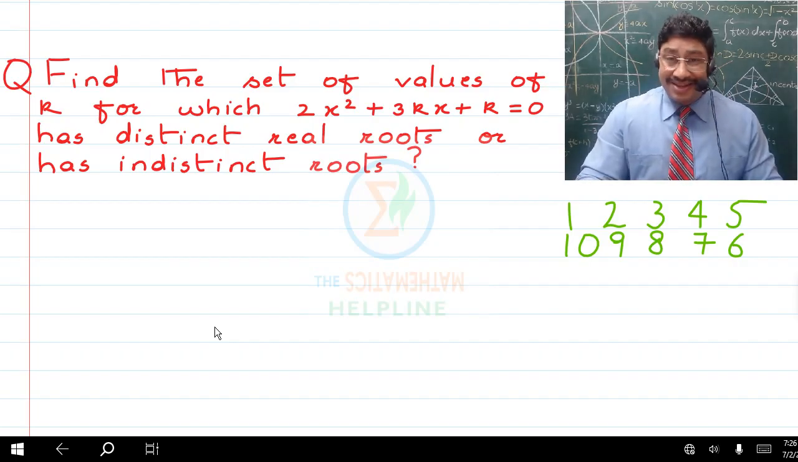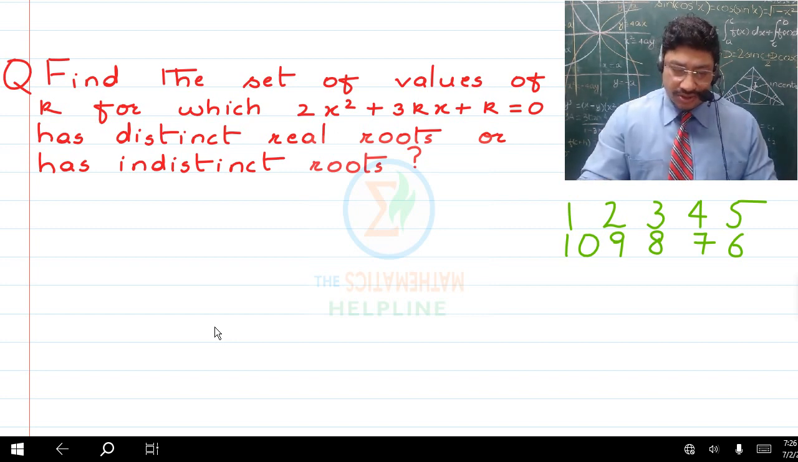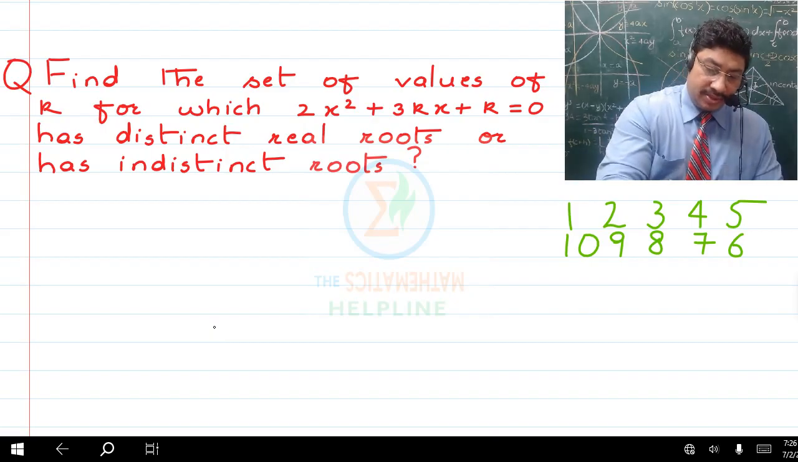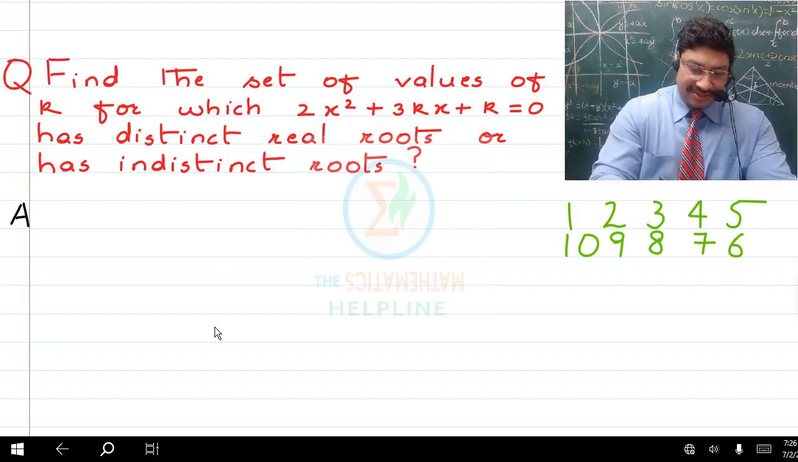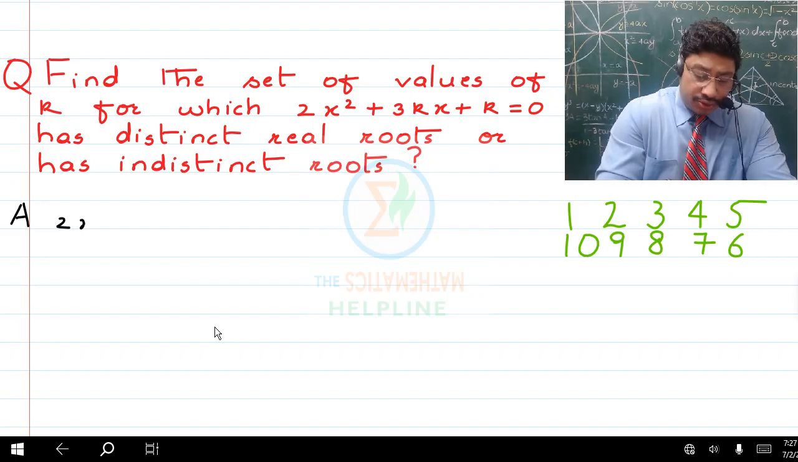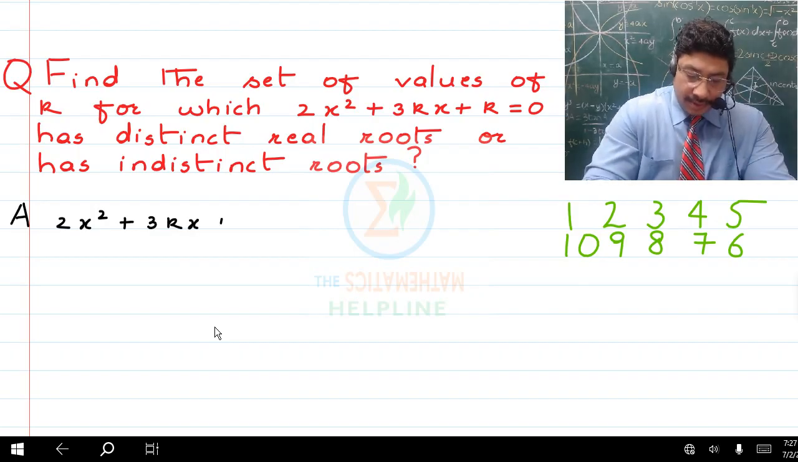So we can consider that there are two parts to this question. The first is when we've got to find out distinct real roots. So first we will get to it. Now this capital A actually stands for the answer to this question. Okay, now we have the equation to be 2x squared plus 3kx plus k equal to 0.